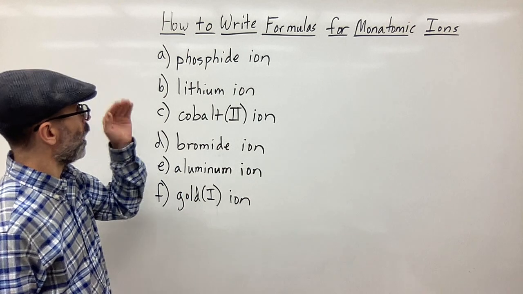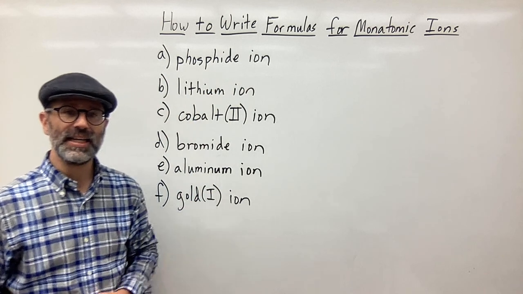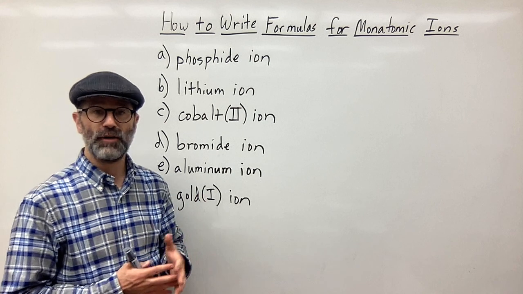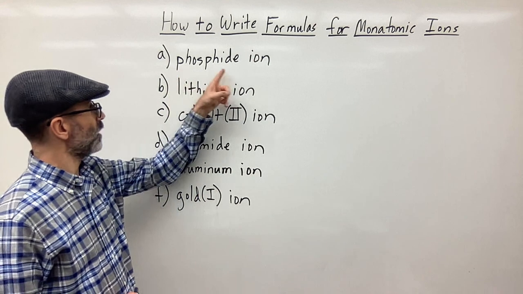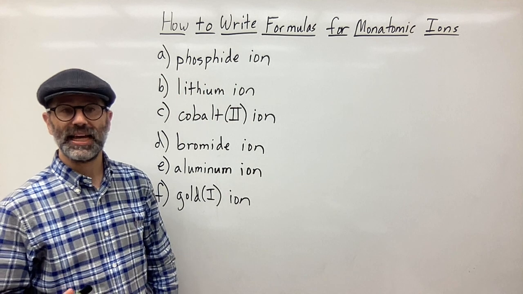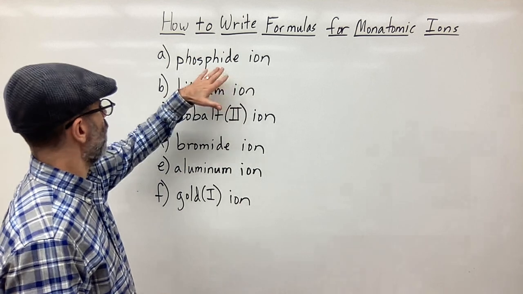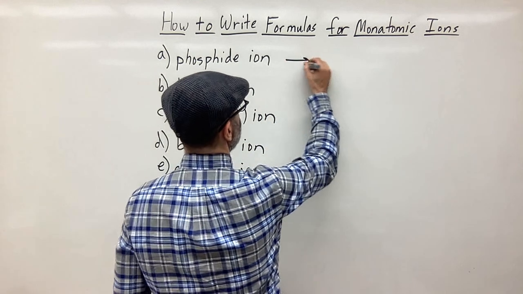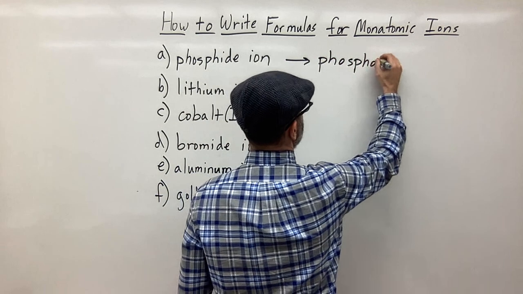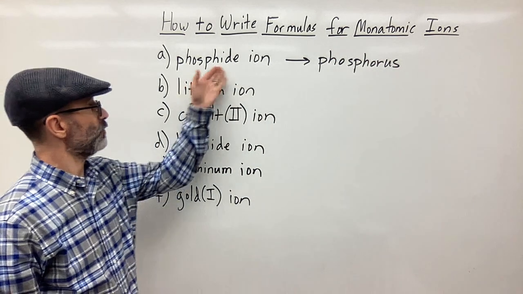So here, starting with phosphide ion, remember if it has an IDE ending and we know it's a monoatomic ion, then it means that that's going to be a negative ion. So that means we're going to have to write the name of the element. From phosphide, the element's name is going to be phosphorus. So that's the name of the element from which the name phosphide came from.